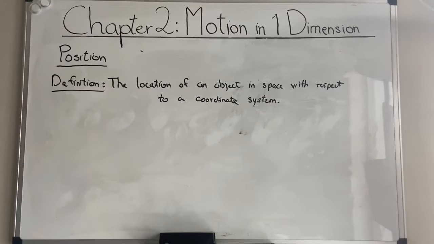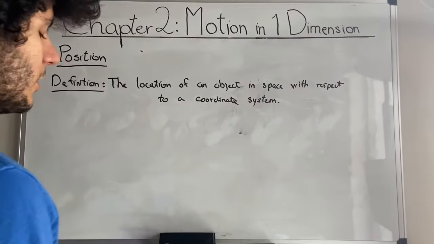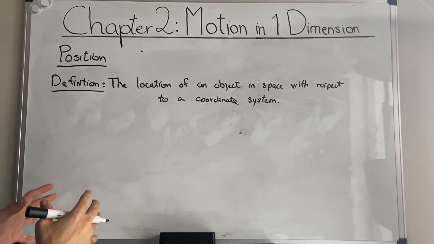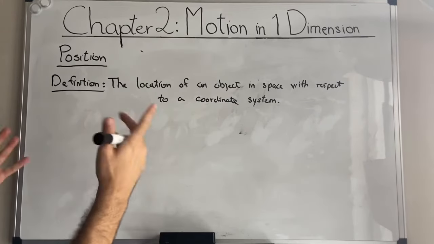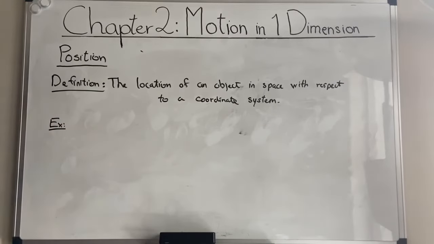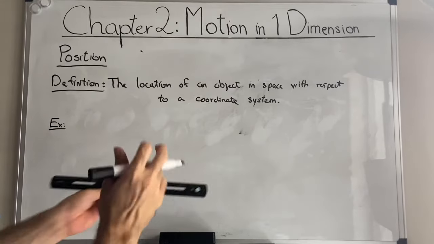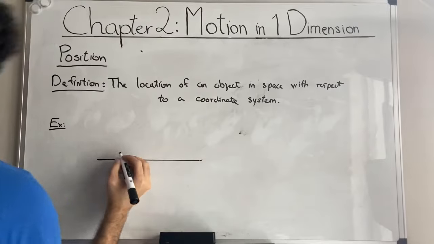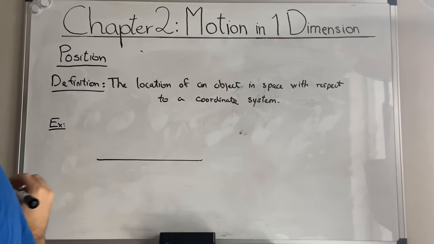All right, so let's start things off by just defining it. Position is the location of an object in space with respect to a coordinate system. Note that we're working in one dimension. An example of such a scenario that can help us picture this is, like I said before, the same example that I gave for the translational notion. It's just a car driving down the highway.